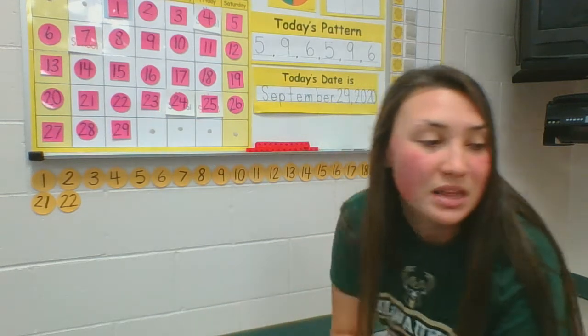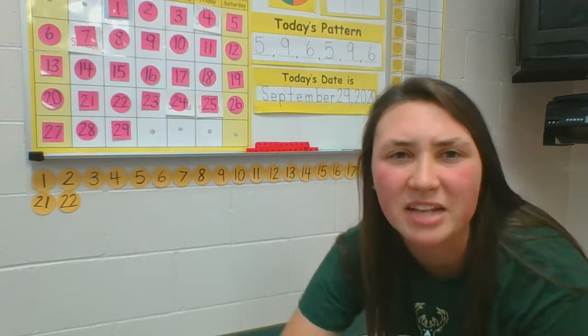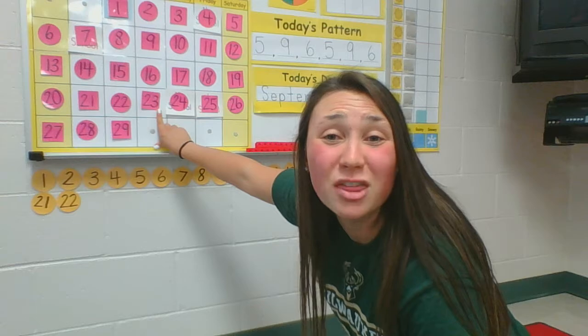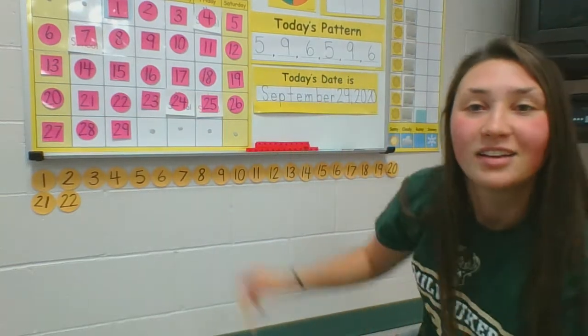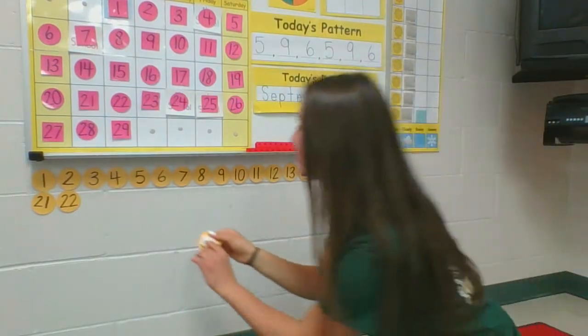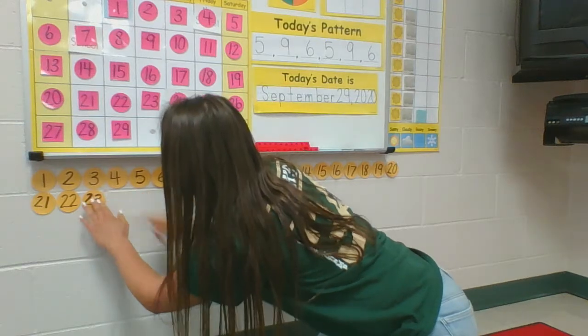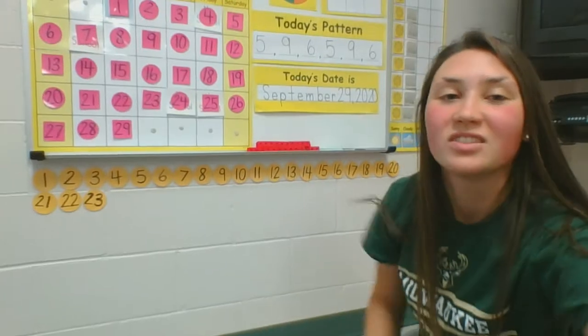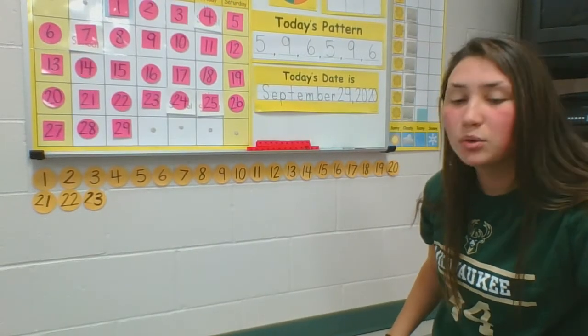23. Yup, 23. And what two numbers make 23? A 2 and a 3. Yup. 23 days of school. Congratulations. Almost a quarter of the way there. Very good. So, 23 days in school.